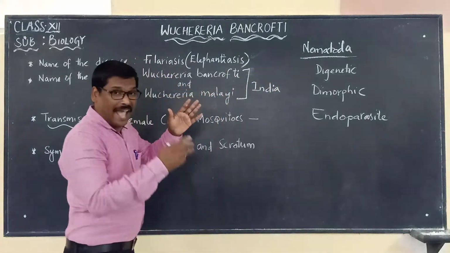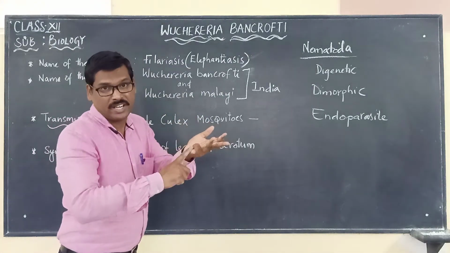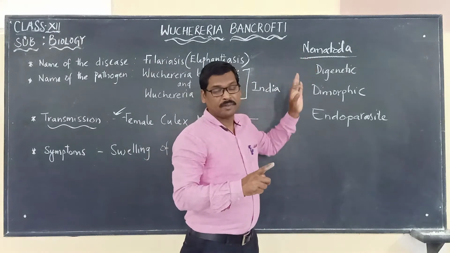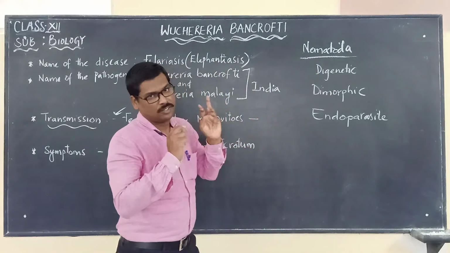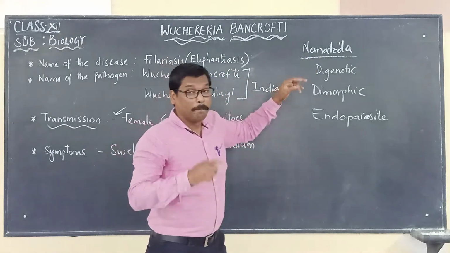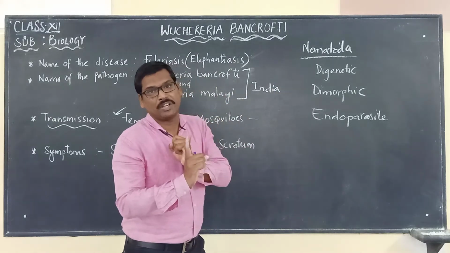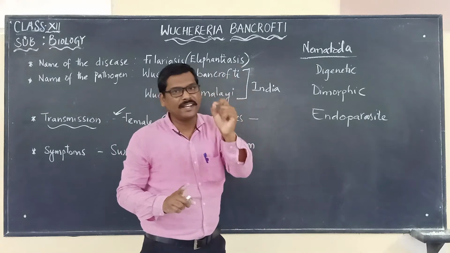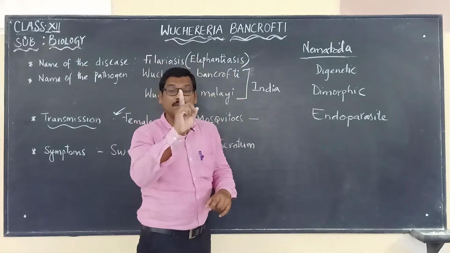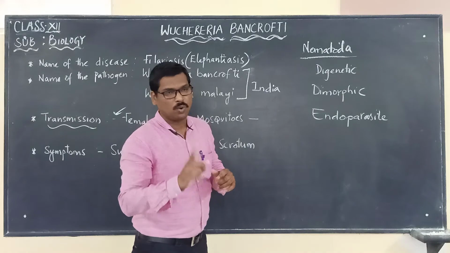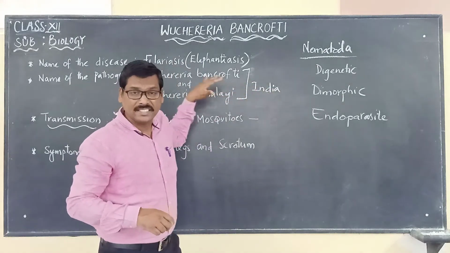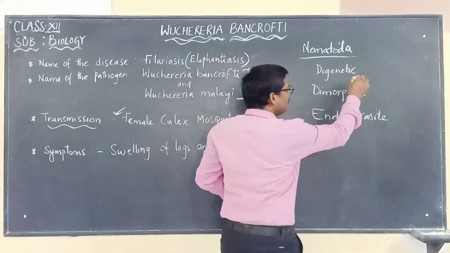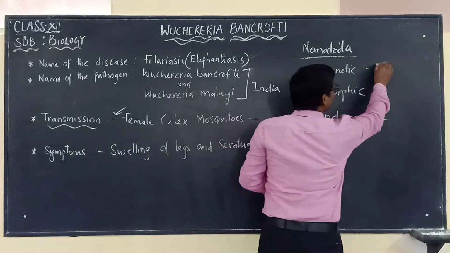So here, Ascaris lumbricoides, which we studied, and Wuchereria bancrofti belong to the phylum Nematoda, which means thread-like cylindrical worms. In the case of Ascaris lumbricoides, we said that it is monogenetic, which means it completes its whole life cycle within one host. But Wuchereria bancrofti is digenetic, which means it requires two hosts.